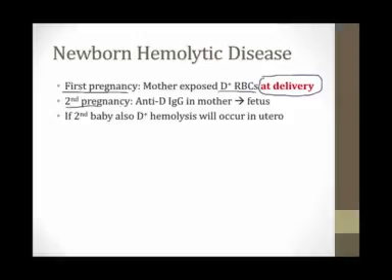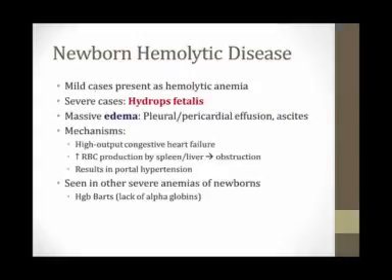If she becomes pregnant again, the anti-D IgG antibodies in the mother can cross the placenta because they are IgG and go to the fetus. If the second baby is also D positive, this can lead to hemolysis in the baby that will occur in utero, and that will result in newborn hemolytic disease. If the antibody titer in the mother is low, it will be a mild case which can present as hemolytic anemia in the baby. If the antibody titer in the mother is high, it can present as what's known as hydrops fetalis. This is the syndrome that occurs when babies have massive hemolysis.